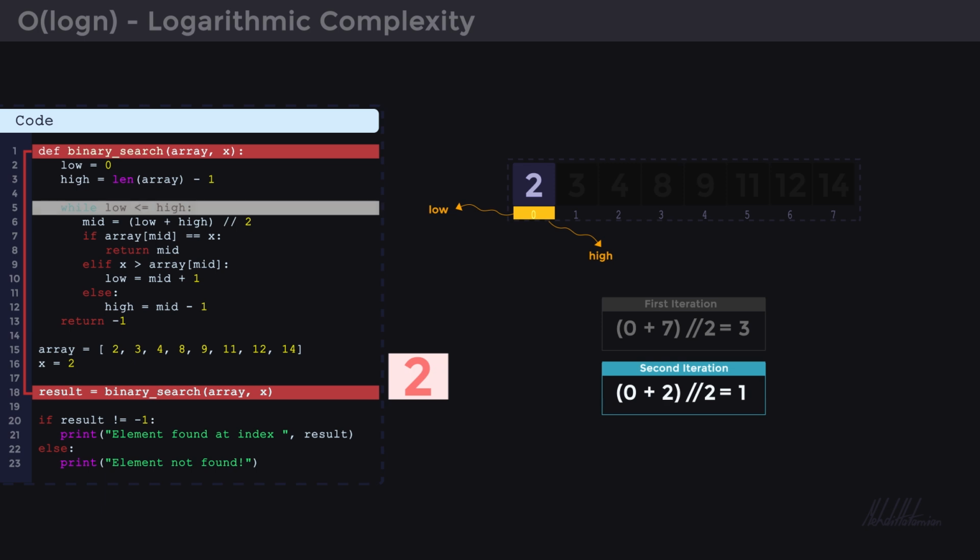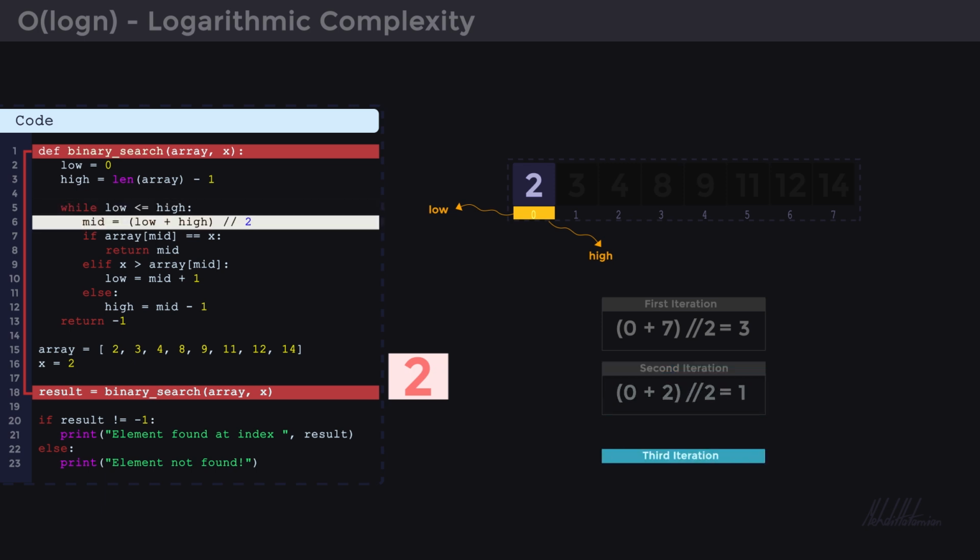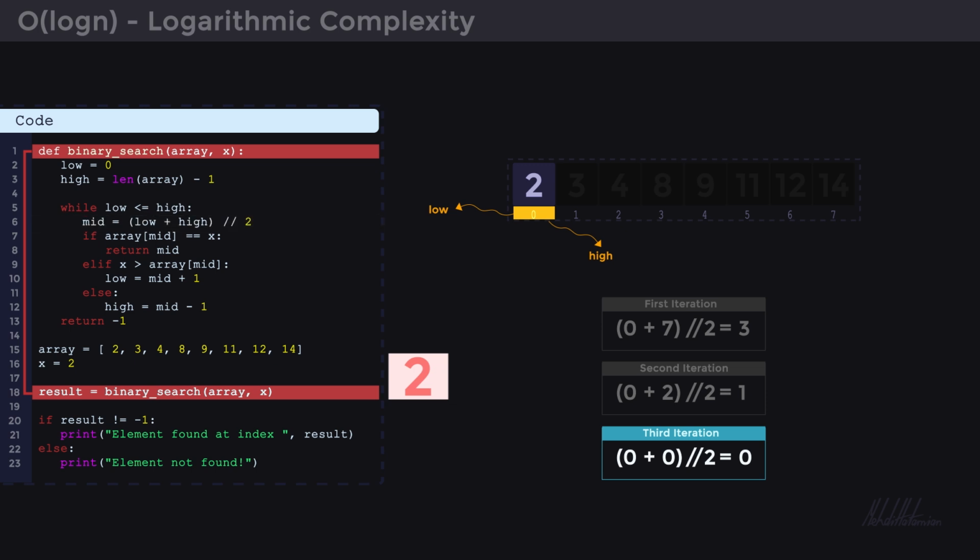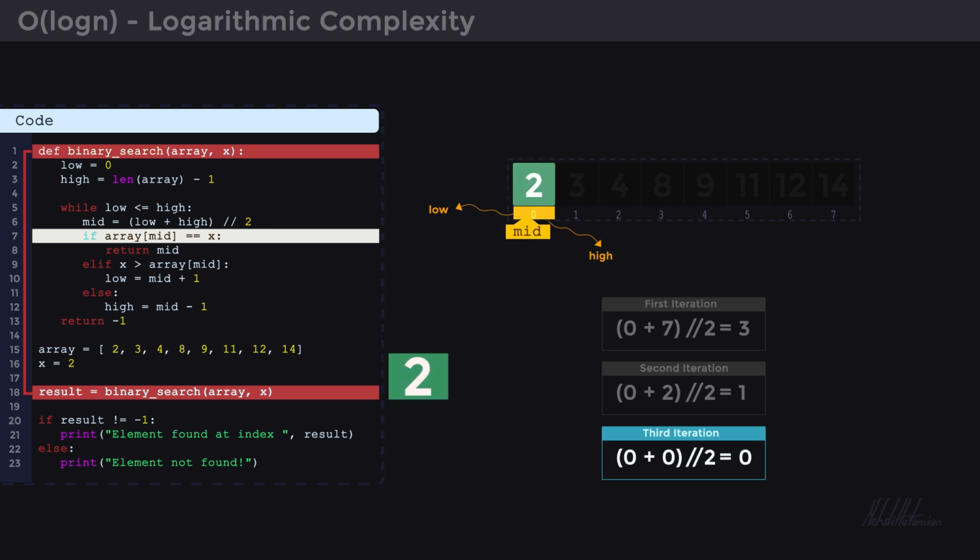Finally, in the last iteration, the new middle element will be at index 0. In the first condition, we will check if a match is found here. The middle element matches the target value, and we can confirm that the target has been found.